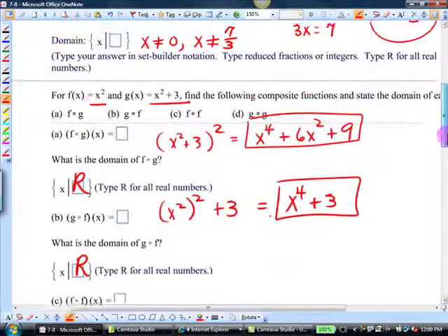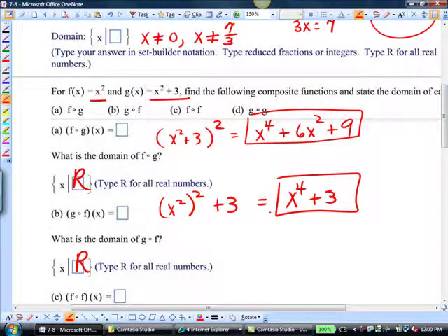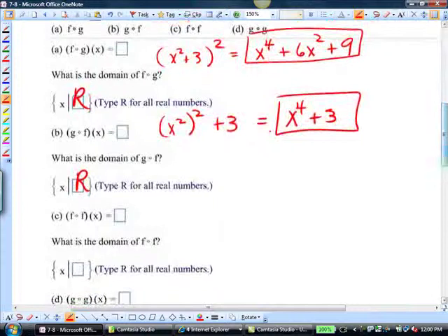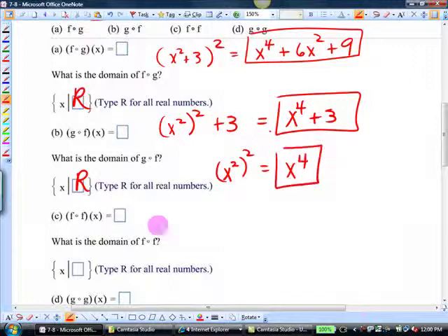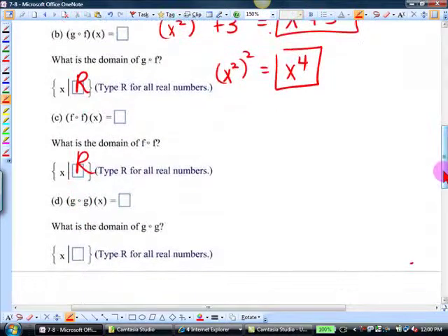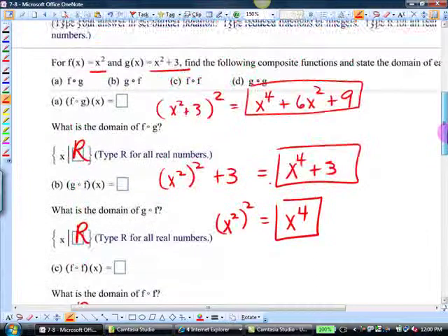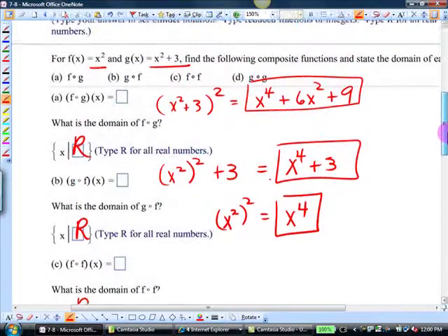All right, f of f. So here's f. So what's that going to be? Just x to the fourth, because it's x squared, squared. So we're going to have x to the fourth. And that's all real numbers. And the last one, g of g. So we're going to take x squared plus 3.